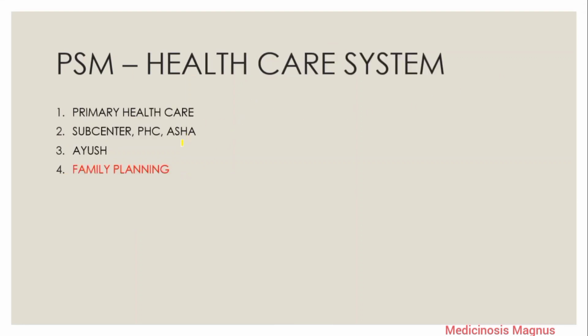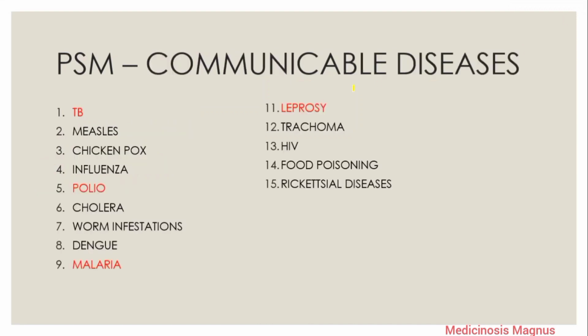In the healthcare system, they will ask mainly about family planning, the contraceptives available in India, the new ones and the old ones. You will also have to know the main healthcare system in India: primary healthcare, the sub-center, the primary health center, and the ASHA workers, and all those.